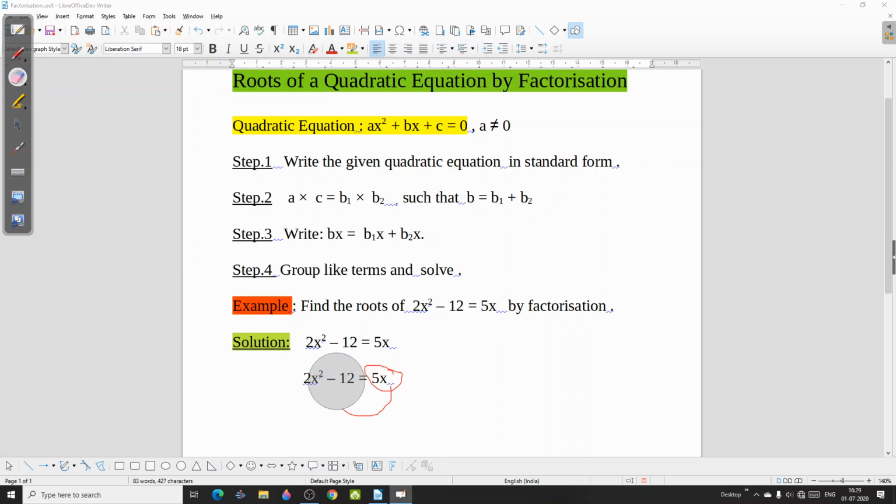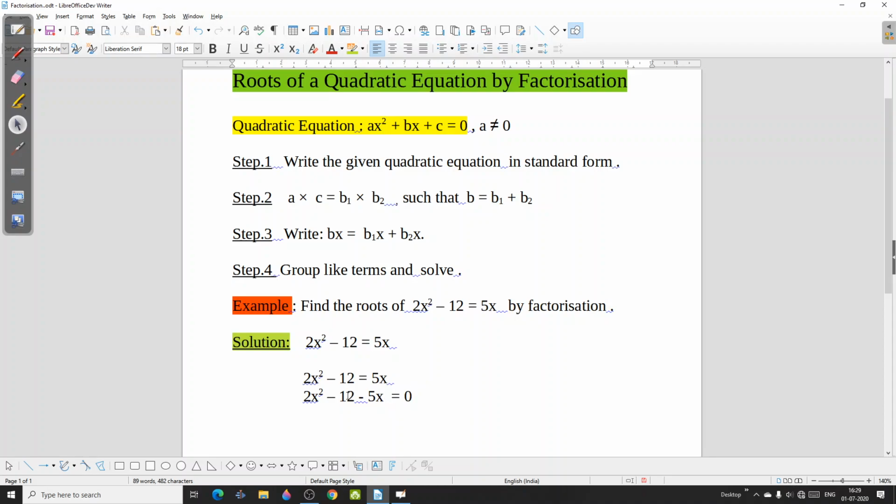So on transferring, we'll write the same thing here, 2x square minus 12 equal to 5x. Now this 5x will come to this side, so it will become minus 5x, and this side will become equal to 0. So this is what we get: 2x square minus 12 minus 5x. Still, this is not in standard form.